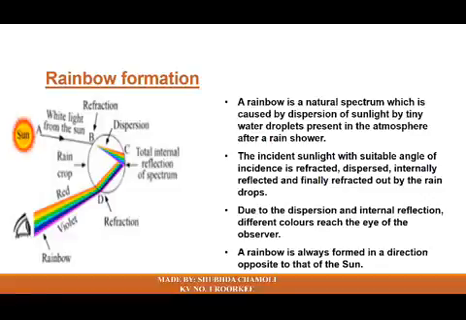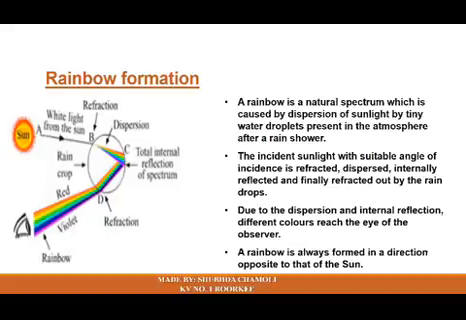All have observed rainbows, but have you ever thought how these rainbows are formed? Yes, a rainbow is also a natural spectrum which is caused by dispersion of sunlight by tiny water droplets present in the atmosphere after a rain shower.